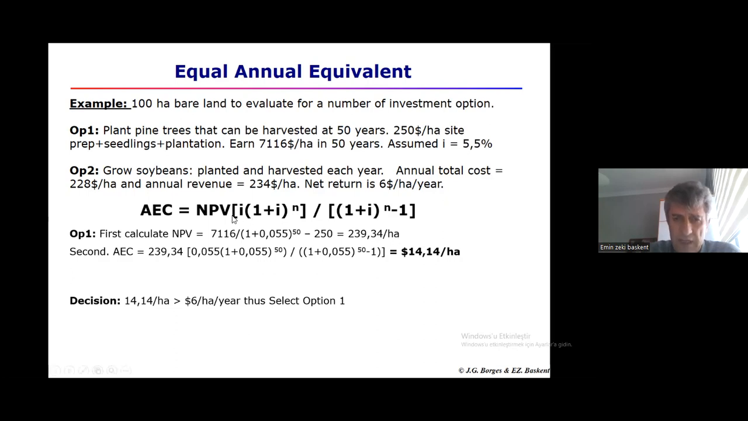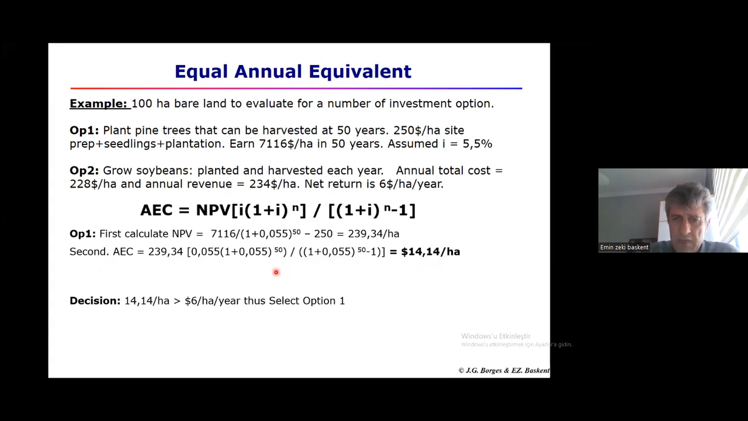Then we'll have to calculate the annual equivalent cost, which is based on this formula. That is equal to the net present value, which is 239, multiplied by the interest rate, 0.055, multiplied by 1 plus the interest rate to the power of 50, and all divided by 1 plus the interest rate 5.5% to the power of 50 minus 1. All this equals 14.14.